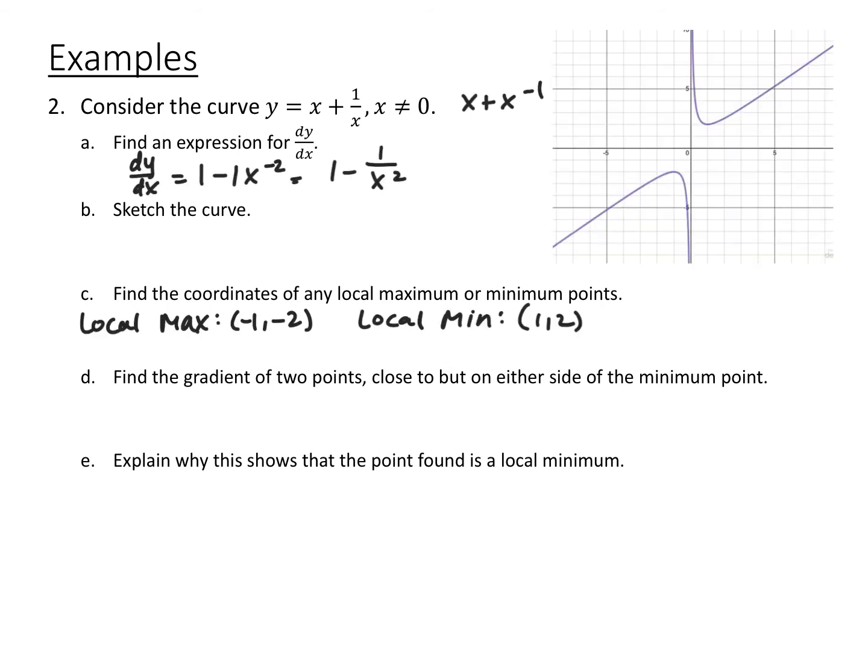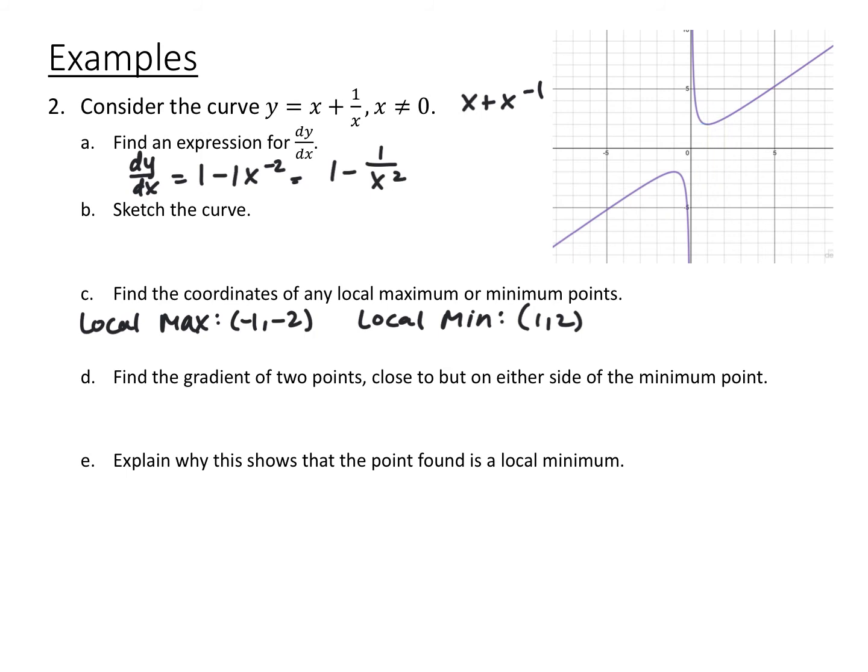So I found the derivative using power rule. 1 over x is the same thing as x to the negative 1 power. So dy/dx is 1 minus 1x to the negative 2, or 1 minus 1 over x squared. And then sketch a graph. Here's the graph of x plus 1 over x. And then find any coordinates of local max or local min. So I used my graphing calculator, and I found that the local max is at (negative 1, negative 2) and the local min is at (1, 2).